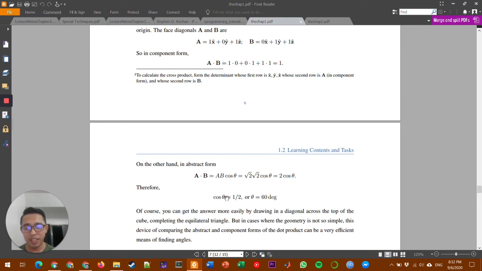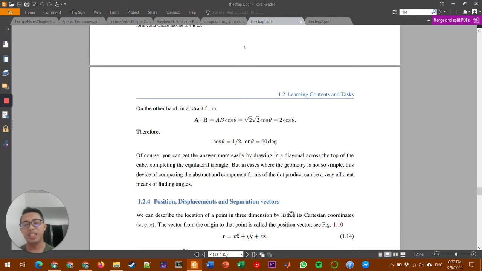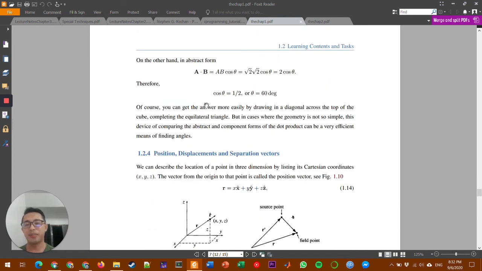Now, to get theta, you just have to get the inverse. So, inverse of this is just 60 degrees. So, okay, nakuha na to. That's it. The angle between these two vectors, the face diagonal of a cube, is just 60 degrees. Of course, you can get the answer more easily by drawing in a diagonal across the top of the cube, completing the equilateral triangle.